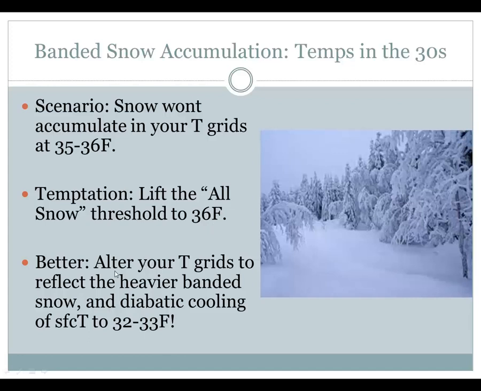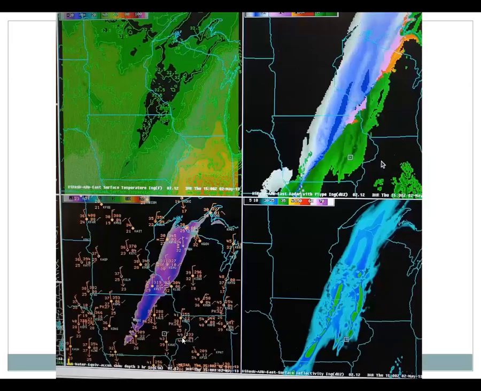So what's better to do is actually build the environment for the snow band into your temperature grids to reflect the heavier snow and the diabatic cooling that'll likely occur in the surface temperature. As that heavy snow comes down, temperatures are likely to cool down to 32 or 33 degrees Fahrenheit. One of the nice tools that is recommended to look at are the high resolution models in the wintertime. So some of the convective allowing models and the higher resolution core models.